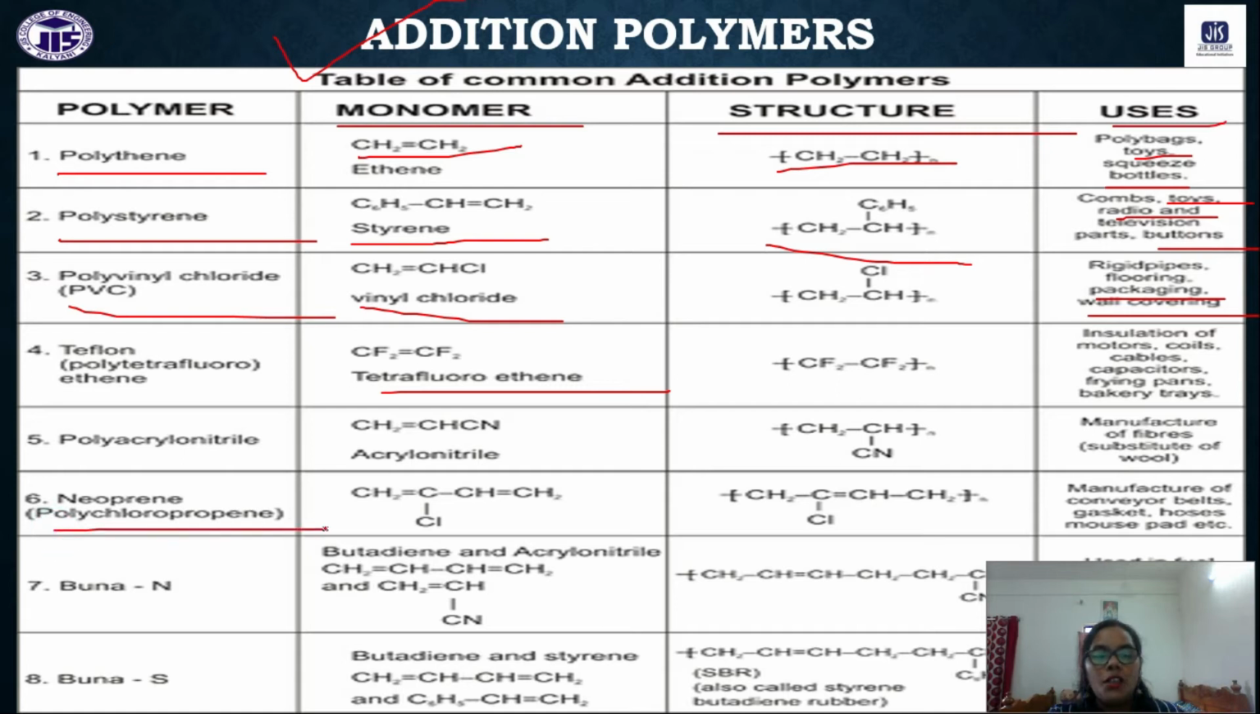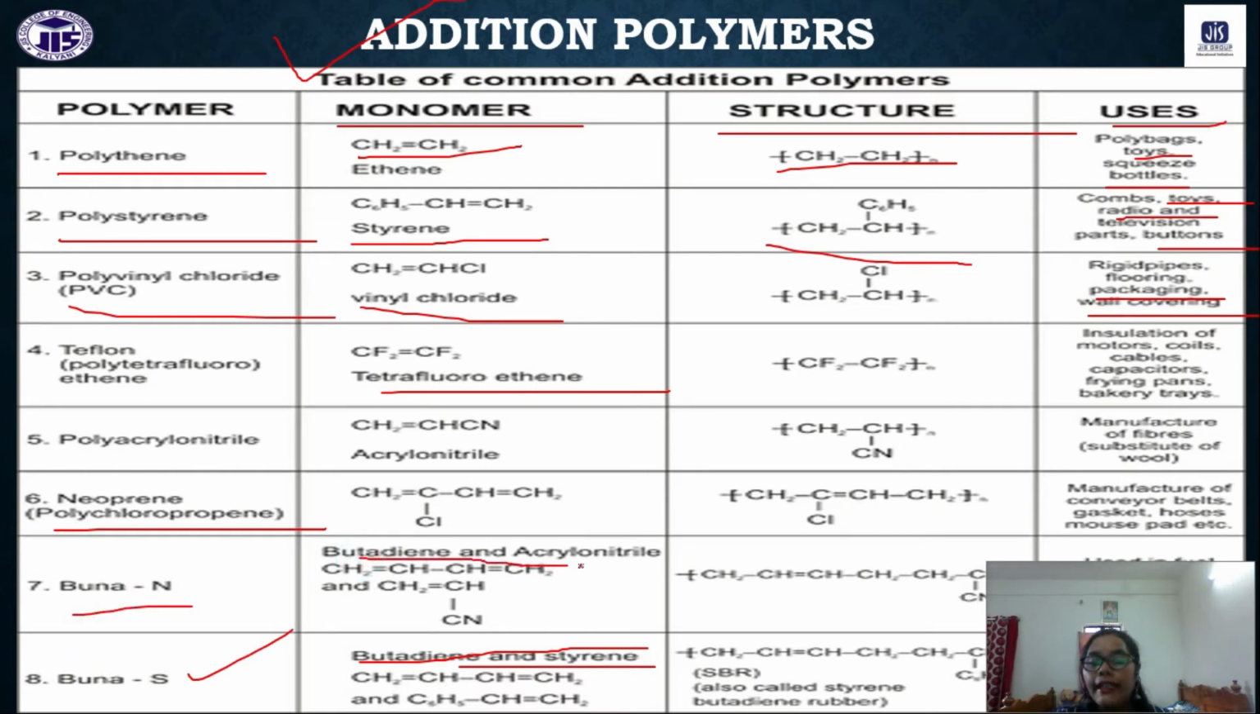Neoprene. Okay, but Buna S. This is very important. Buna S means butadiene and styrene. The monomers are butadiene and styrene. Okay, so you know that Buna S rubber is used where you know actually. So these are the uses. Now Buna N.